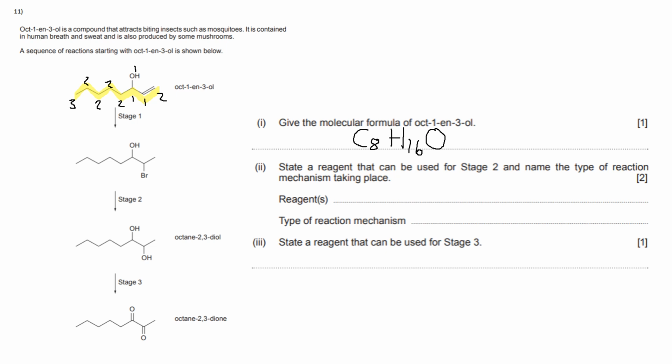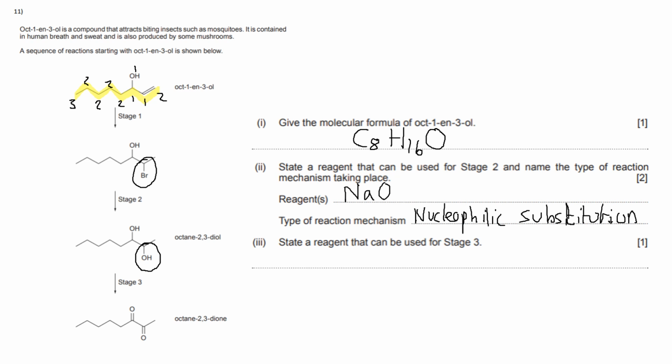State a reagent that can be used for stage 2. So stage 2, you're going from the bromine to the alcohol group. That's the nucleophilic substitution reaction. And to do that, you need to reflux it with aqueous sodium hydroxide. Now reflux is not a reagent, so we don't need to say it, but it would be NaOH aqueous or aqueous sodium hydroxide.